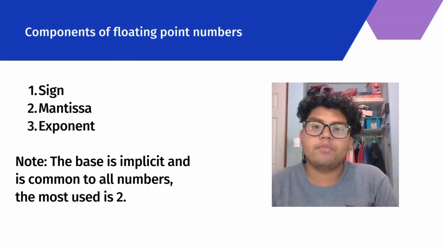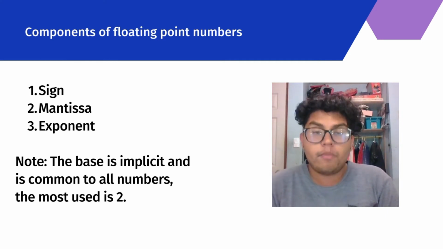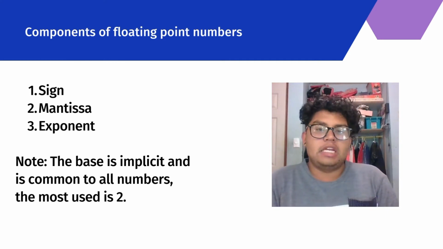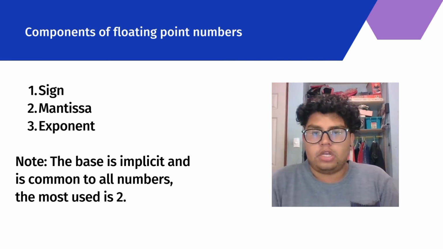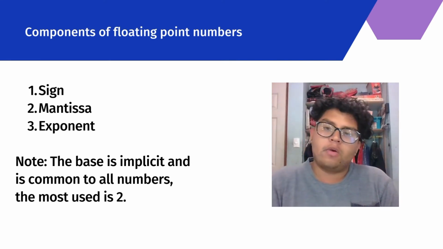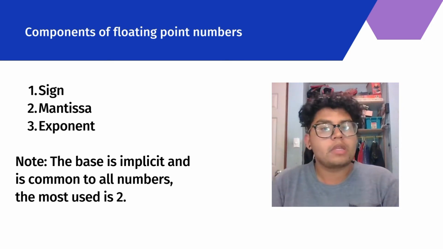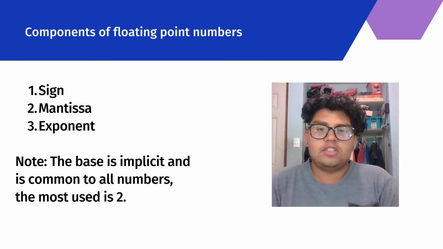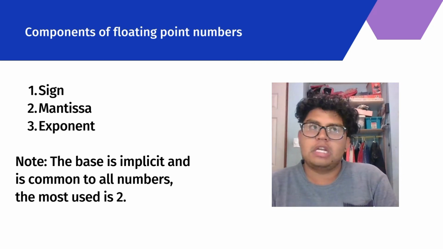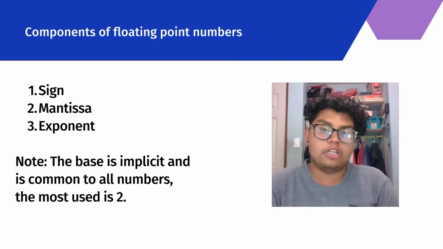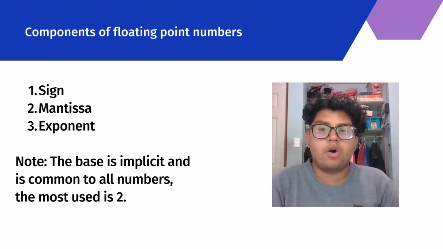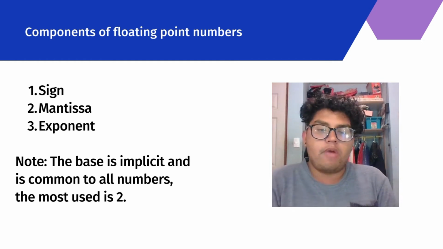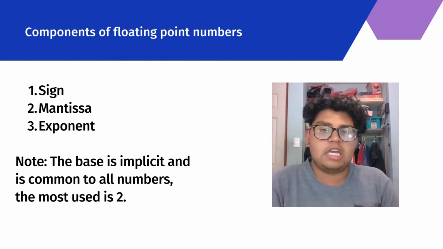In every floating point number, there are three components. Sign indicates the sign of the number, 0 is positive and 1 is negative. Mantissa contains the magnitude of the number in pure binary, and exponent contains the value of the power of the base. The base most used is 2.